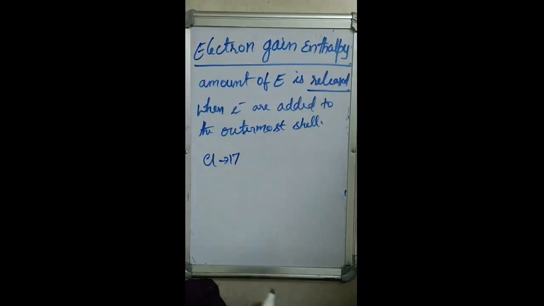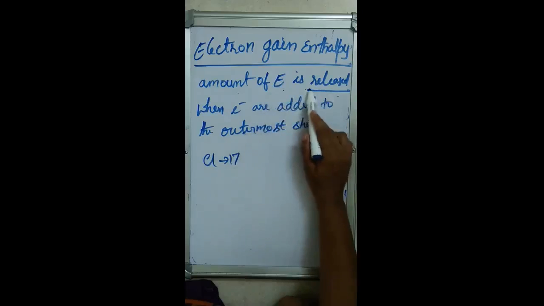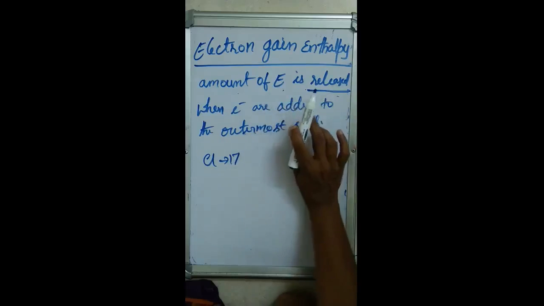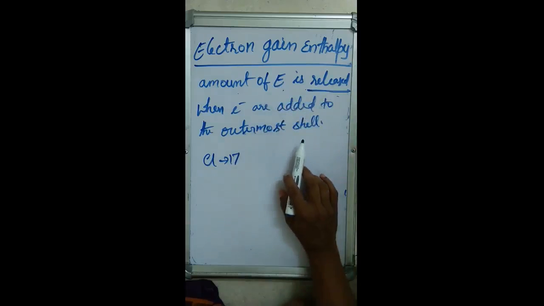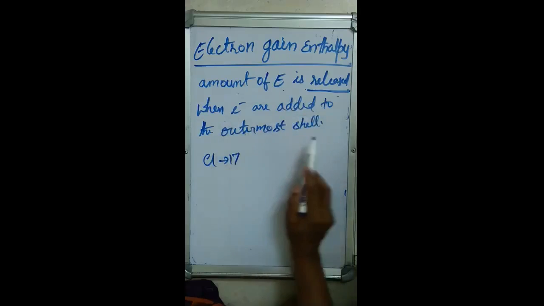Okay, the next concept is electron gain enthalpy. That is the next third property. First property, atomic size or atomic radius. Second property of the periodic table I explained, that is ionization enthalpy. Now this is the third property, electron gain enthalpy. This is also a very important question. So electron gain enthalpy. What is the definition of electron gain enthalpy? It is nothing but the amount of energy released. See, I underlined. Okay, in the previous case, ionization enthalpy, I underlined the required energy. Here the amount of energy is released when electrons are added to the outermost shell.